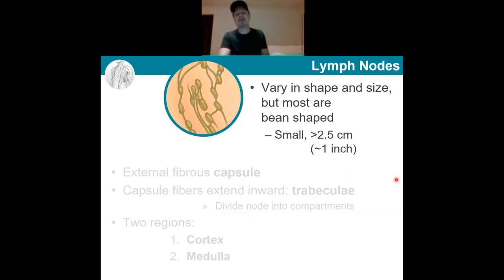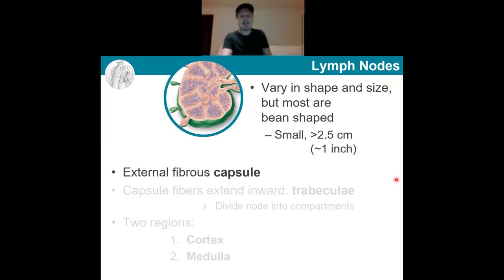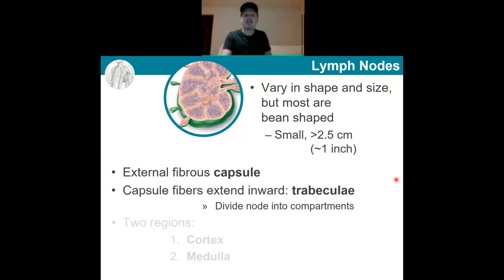So what should I say about the lymph nodes? They're small, bean-shaped. They're not much bigger than this at the largest, so about 1 inch in size. What we find about them is that they have an external capsule that they're closed inside, and then this capsule extends inwards into the lymph node.